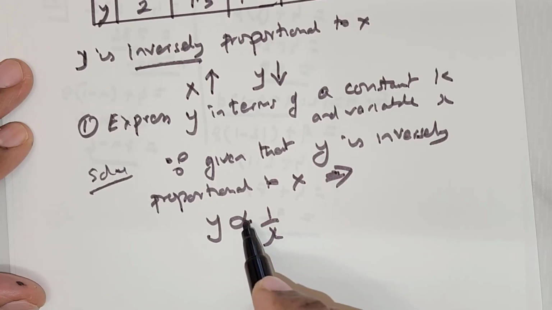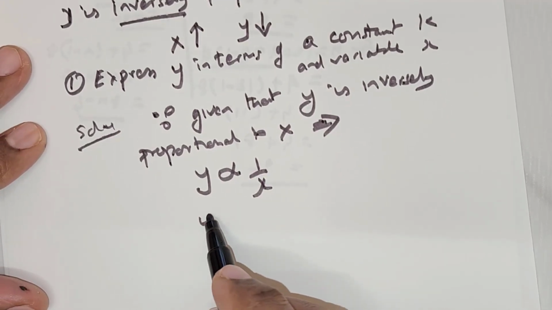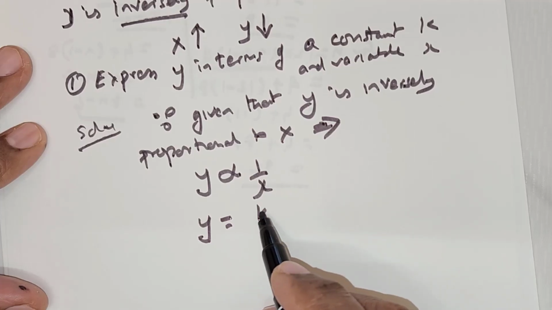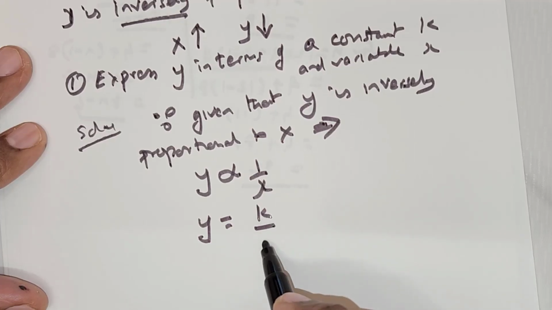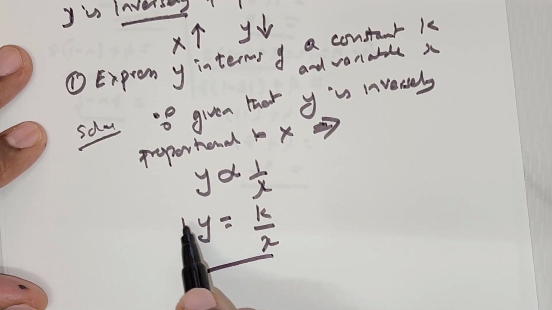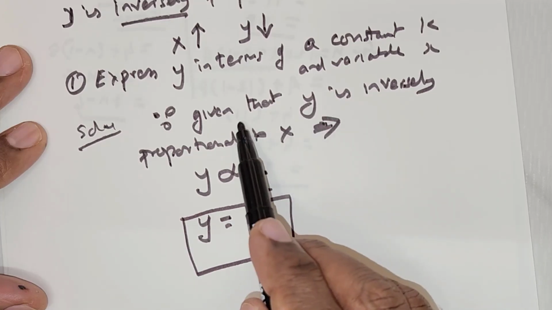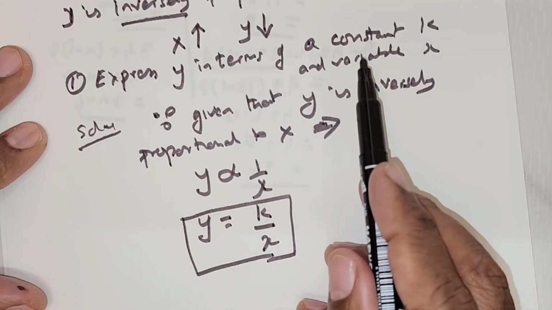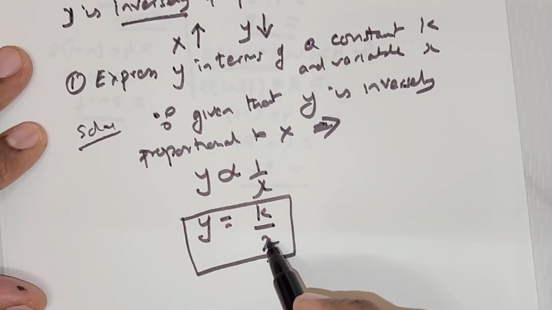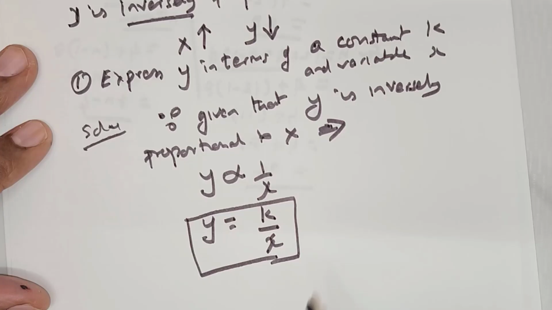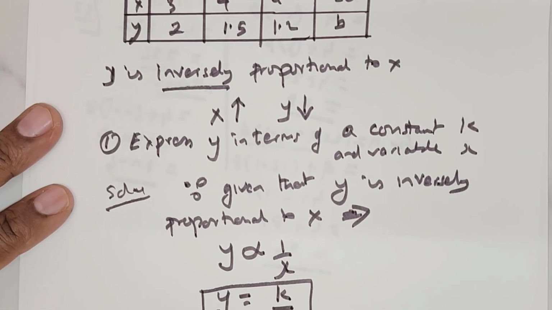Now if you want to remove this proportionality sign, then you write it utilizing a constant k, and this is how it is written. So according to this question, we are asked to write y in terms of a constant k and the variable x. So that is the solution to this question. So let's move on to the next one.